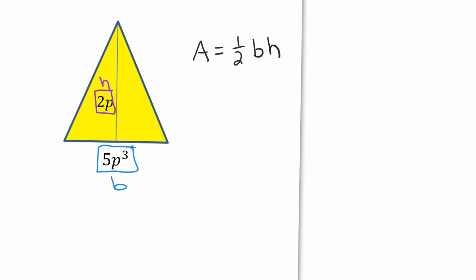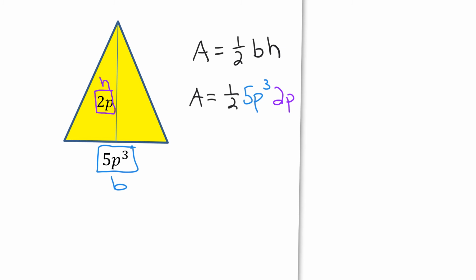So all you have to do is substitute those expressions into the formula, the b and the h. So I'm going to have my area equals, you keep the 1/2, that's part of the formula. The area of a triangle is 1/2 times the base times the height. And I'm going to have b, which is 5p cubed, and h is 2p. So I am multiplying 1/2 times the 5p cubed and the 2p.